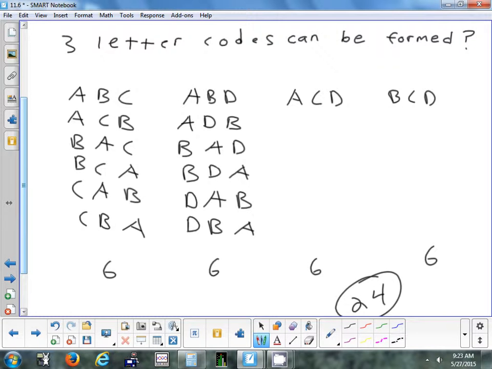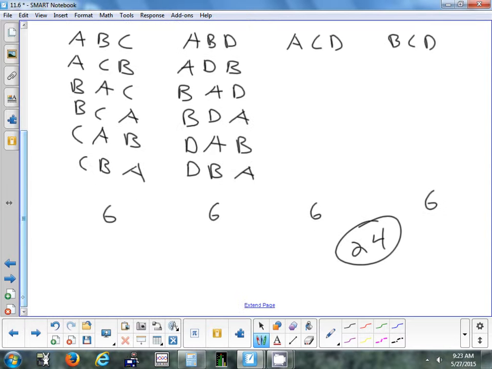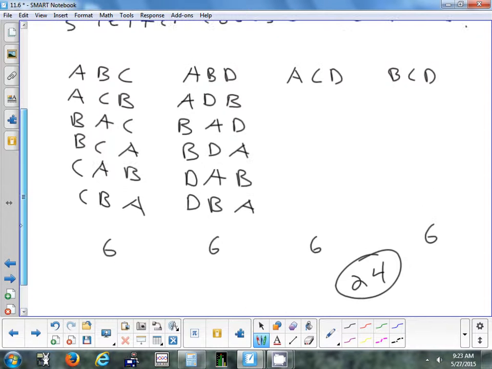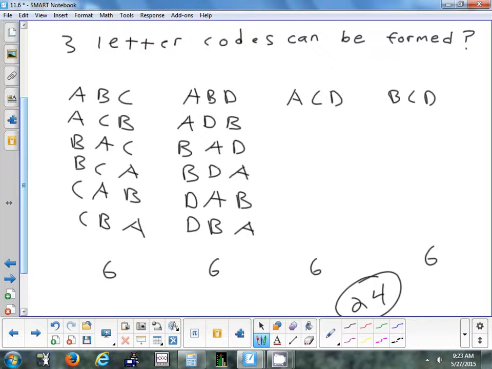And you could go through and do all of them. You get 24 different permutations. Okay, that's what that's called. Any questions on that?